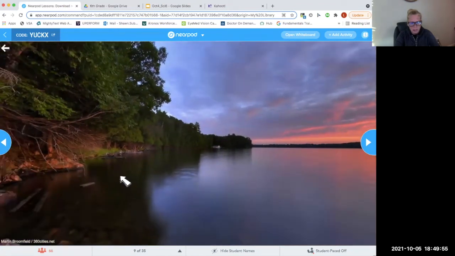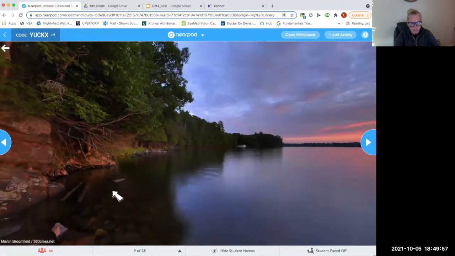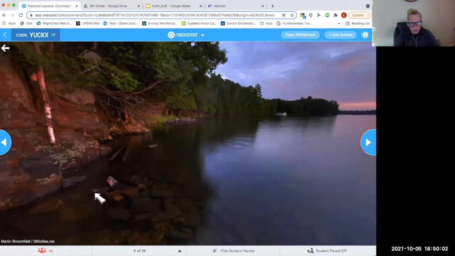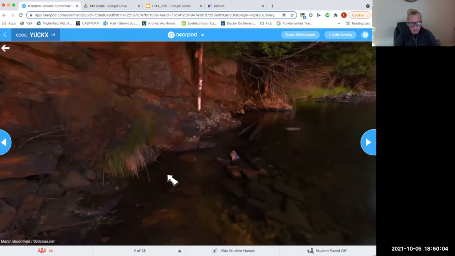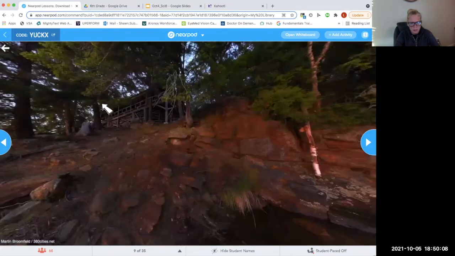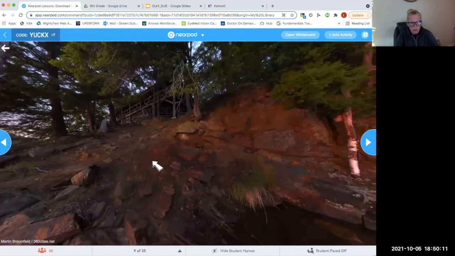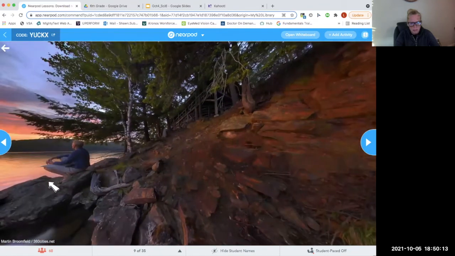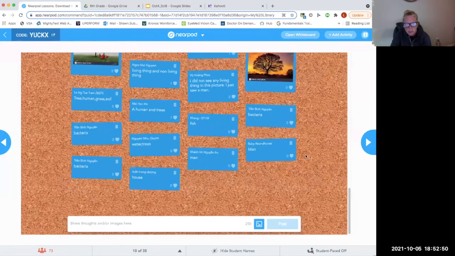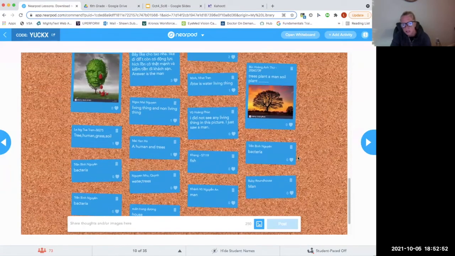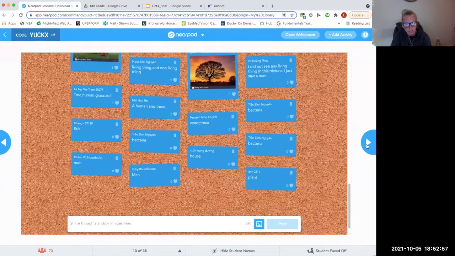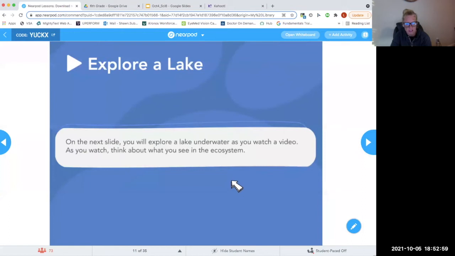So you can see all the living, non-living things in this area. What's up here? We got a little wood cabin up here. A man sitting there looking at this gorgeous sunset. Somebody says, I don't see anything living, just the man. Well, we're going to talk about that. Ooh, somebody said bacteria, fish, lots of different stuff, okay?